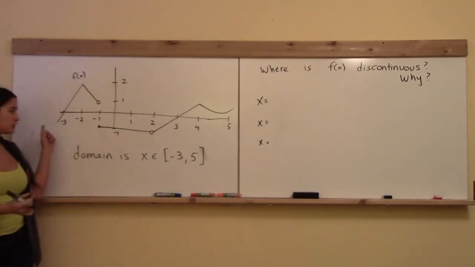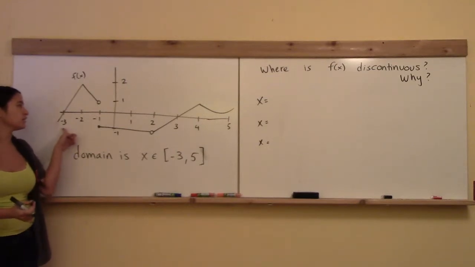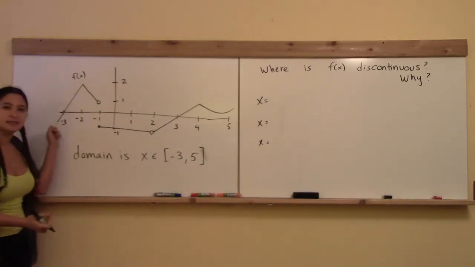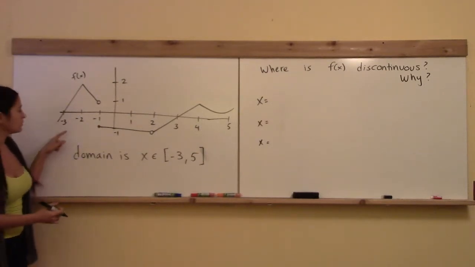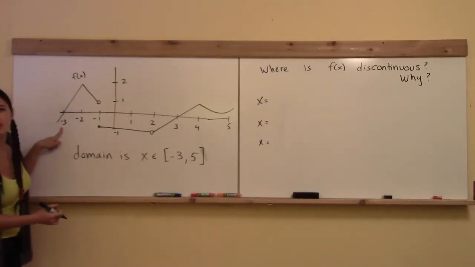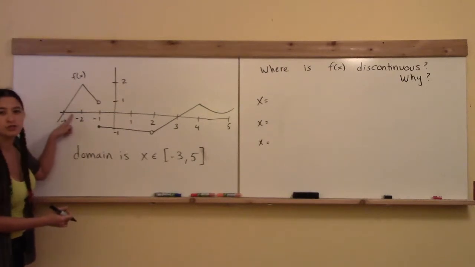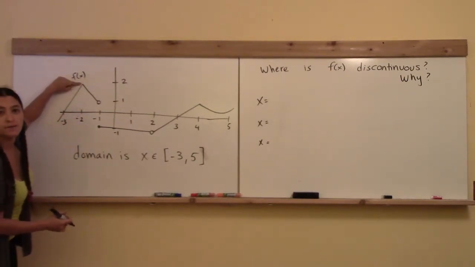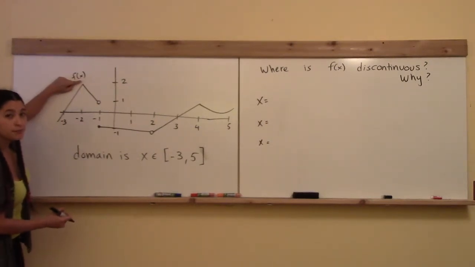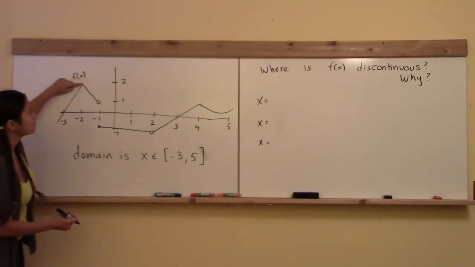Alright, so I'm going to just start over here on the left with -3, and I'm going to walk along it and see if I can tell visually where I would say it's not continuous. -3 looks just fine. All these numbers look just fine. When I get to -2 here, I see a corner. Did you say that this was a point of discontinuity? I hope not, because this is actually a point of continuity. Everything's just fine at this point.